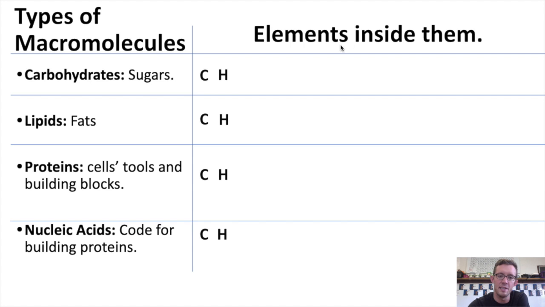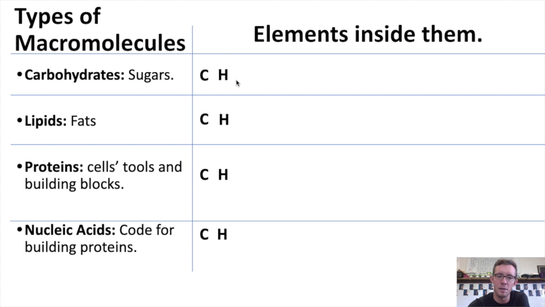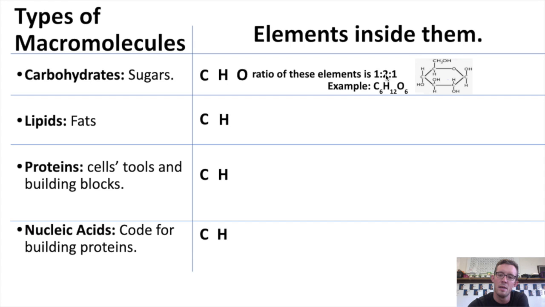And as mentioned on the previous slide, all of these elements are organic. That is, they all contain carbon bonded to hydrogen. But there are different elements involved. For instance, carbohydrates have carbon, hydrogen, and oxygen. And they're always bonded in a 1 to 2 to 1 ratio. So an example of this would be something like glucose, which is C6H12O6. It has carbon, hydrogen, and oxygen in a 1 to 2 to 1 ratio if you were to reduce it.